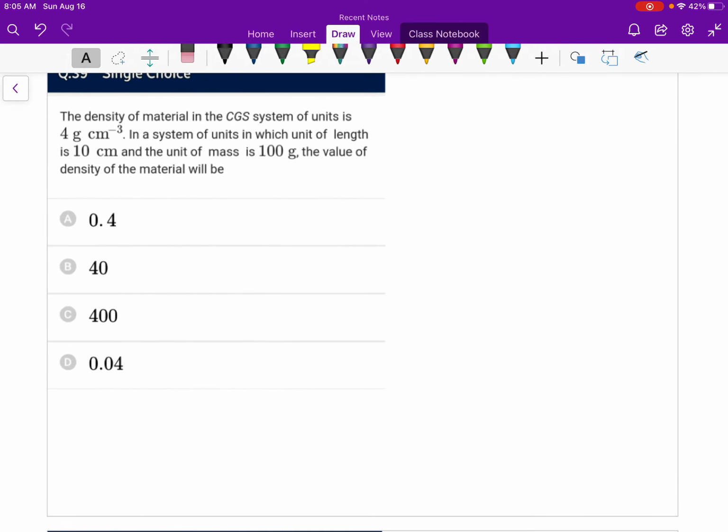The density of material in CGS system is this. In a system of units in which unit of length is this and unit of mass is this, the value of density of the material. So rho is 4 gram per centimeter cube. Okay, so 1 gram, in which unit of mass is 100 grams. So 1 gram is equivalent to 1 by 100 of new unit.